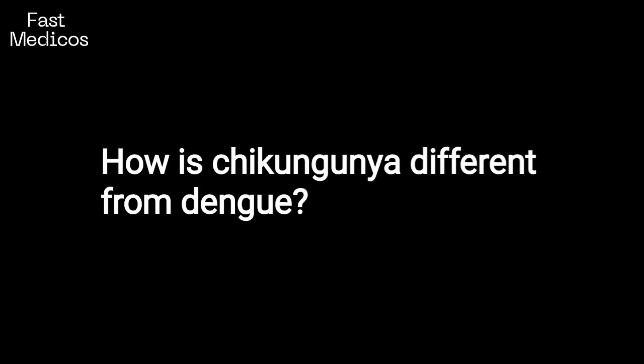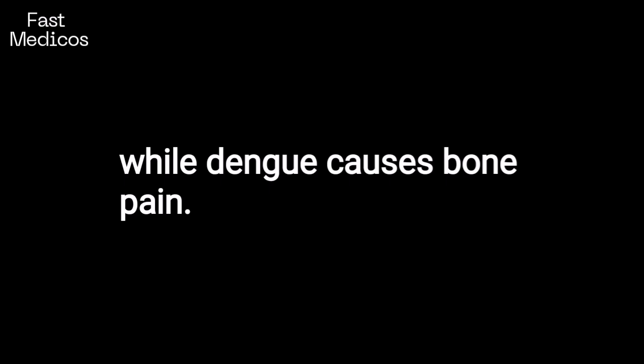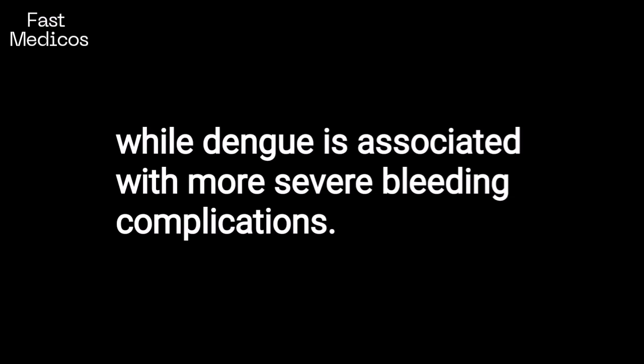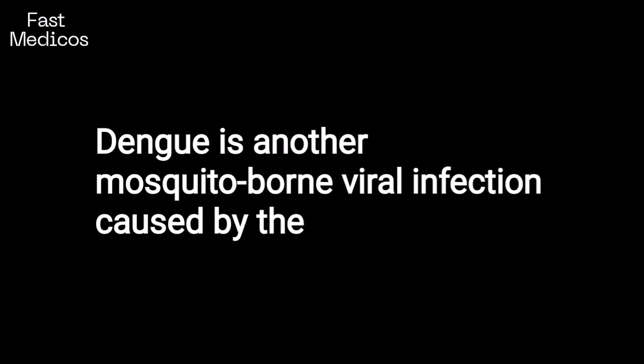47. How is chikungunya different from dengue? Chikungunya causes joint pain, while dengue causes bone pain. Chikungunya is typically associated with joint pain and swelling, while dengue is associated with more severe bleeding complications. 48. What is dengue? Dengue is another mosquito-borne viral infection caused by the dengue virus.